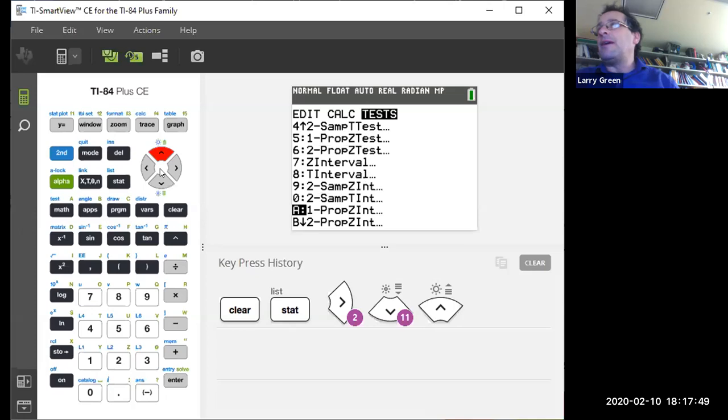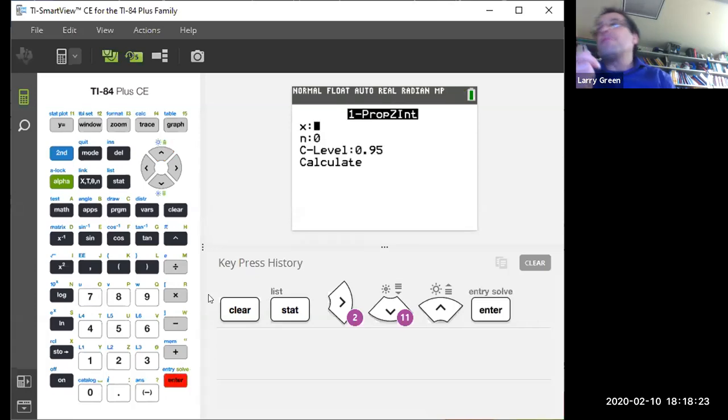I'm not talking about all of them today, but what I am going to do is talk about the one I care about, which is 1-PropZInt. One, because there was one question asked of one population, and prop because we're talking about proportions. The question is a yes or no question. Z because np and nq are both bigger than 5, and int because we're doing a confidence interval. Any questions at all about what we're doing here? Okay, then I hit enter.